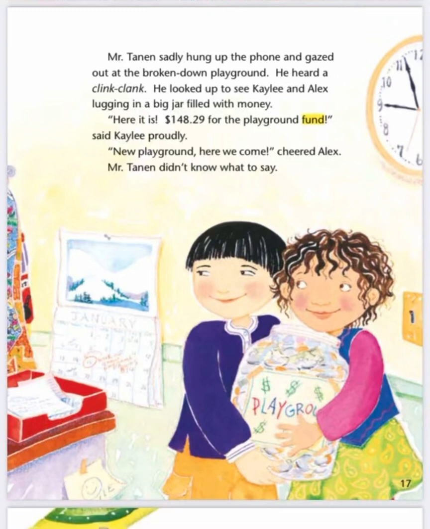He heard a clink, clank. He looked up to see Kaylee and Alex lugging in a big jar filled with money. Here it is, $148.29 for the playground fund, said Kaylee proudly. New playground, here we come, cheered Alex. Mr. Tennant didn't know what to say.